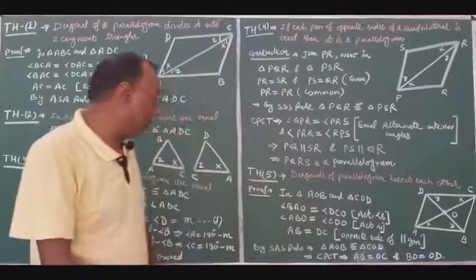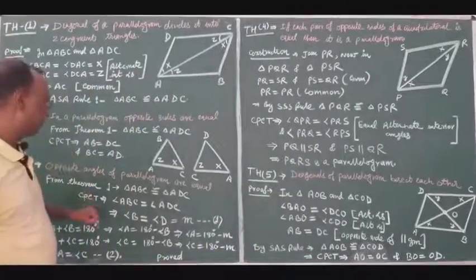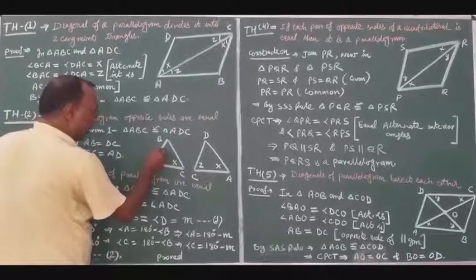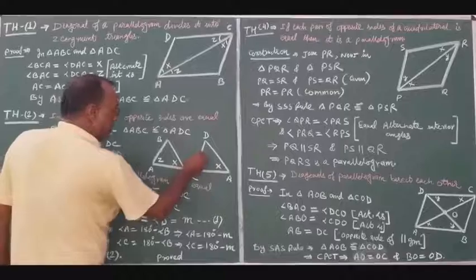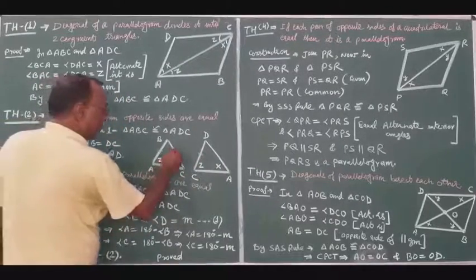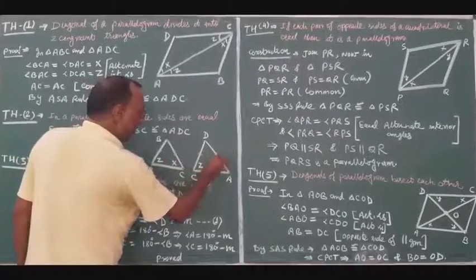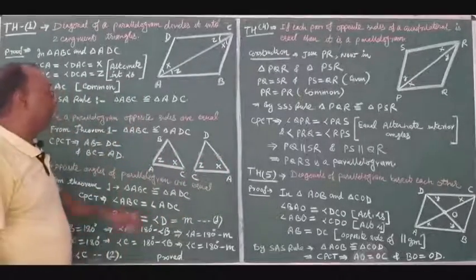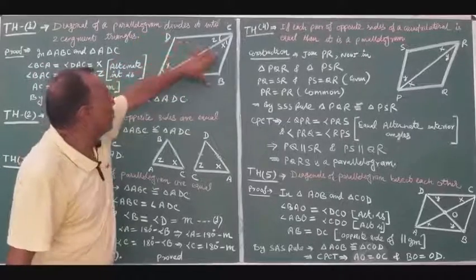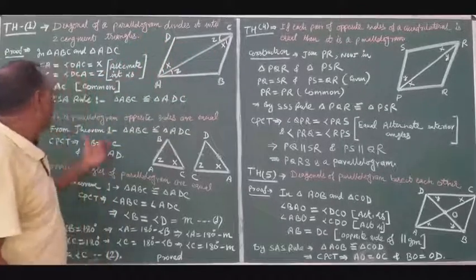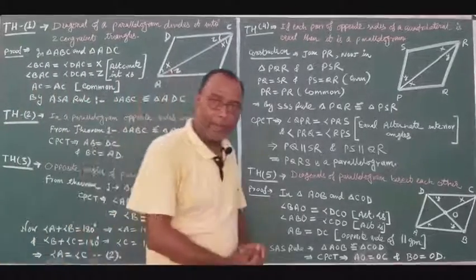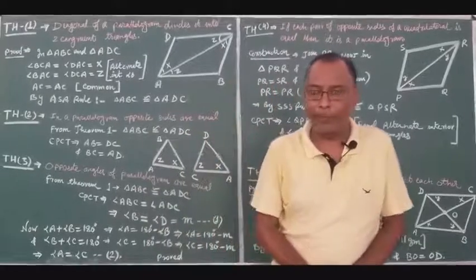So what will happen now? CPCT. Just look here. This side is here. This AB is equal to CD or DC, and this BC is equal to AD. AB is equal to DC and BC is equal to AD. That is, opposite sides are equal. This is proved in this way.